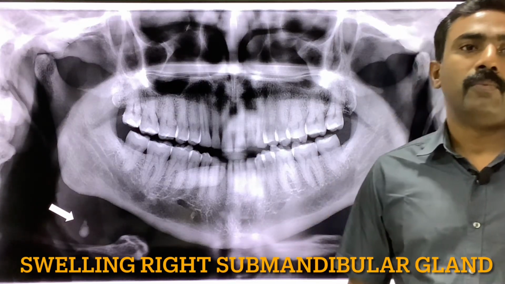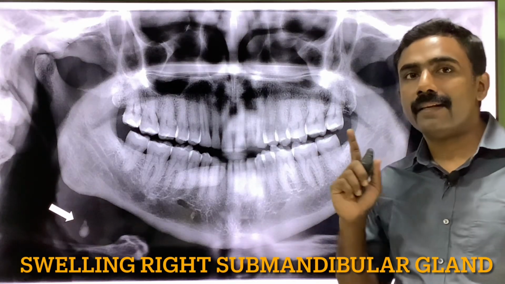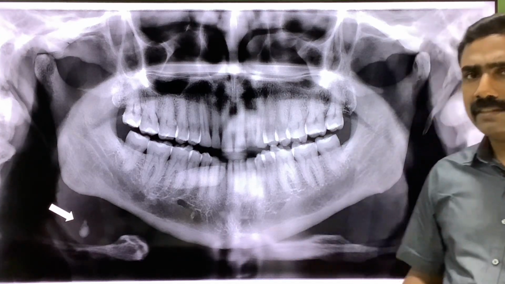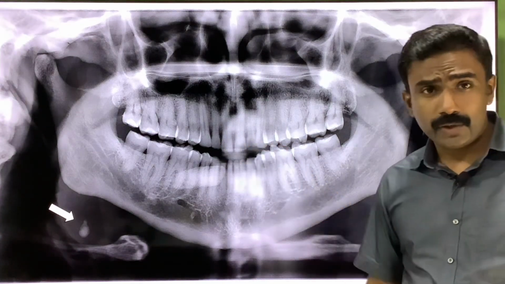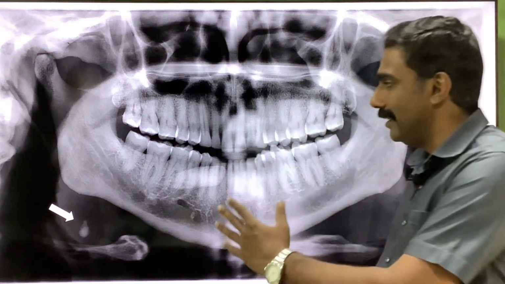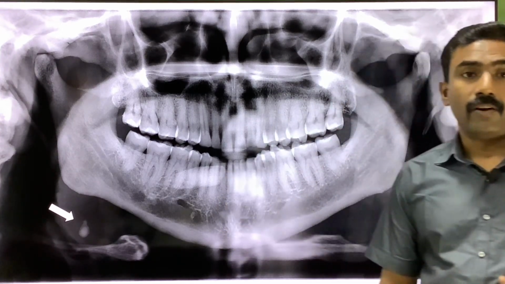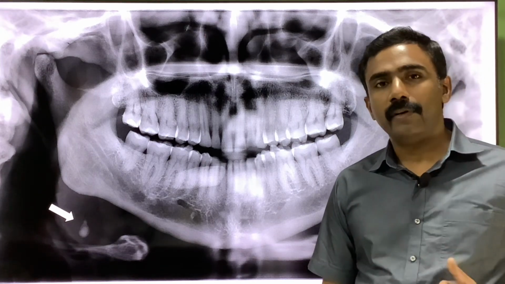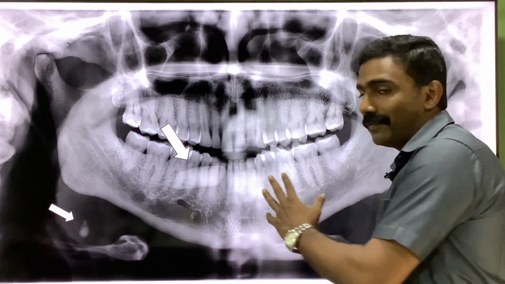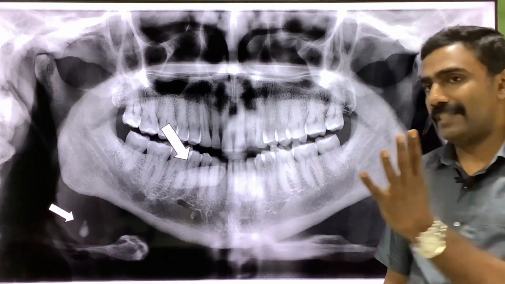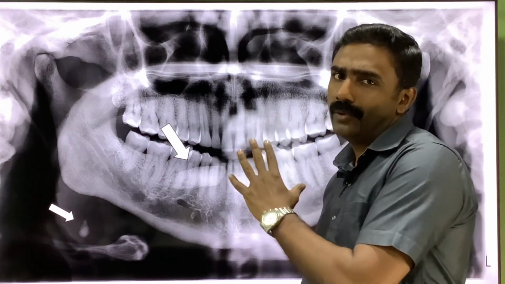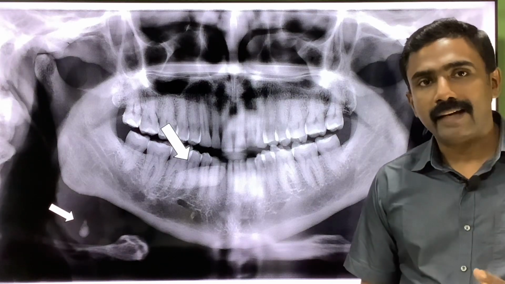This is an orthopantomogram of a patient with a swelling in the right submandibular gland region, and we have taken an OPG just to rule out gross carious issues and to see whether there is any calculus. Of course, you can see a radio-opaque calculus or stone in the right submandibular gland region, and we see another radio-opacity which is larger in size, being overlapped by the body of the mandible. This is again one more large silolith related to the submandibular gland duct.